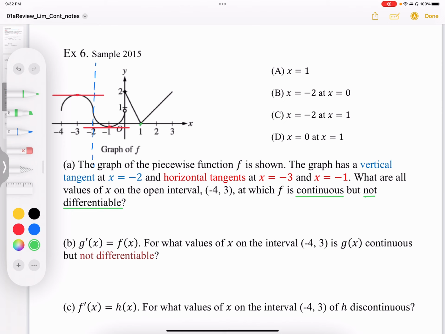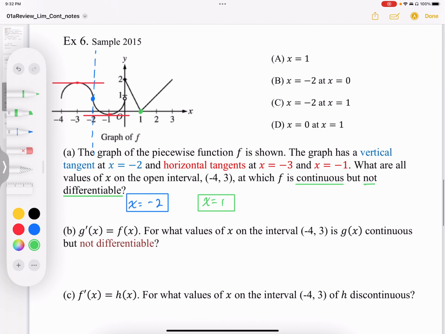Where it is continuous but not differentiable is going to be at the kink. So it's going to be at x equals 1 and also at x equals -2, because although it's continuous, it has a vertical tangent, which means that the derivative is not defined there. So x equals -2 and x equals 1 are the two points where it is continuous and does not have a defined derivative. The blue one is because it's a vertical tangent. The green point is because it's a kink.